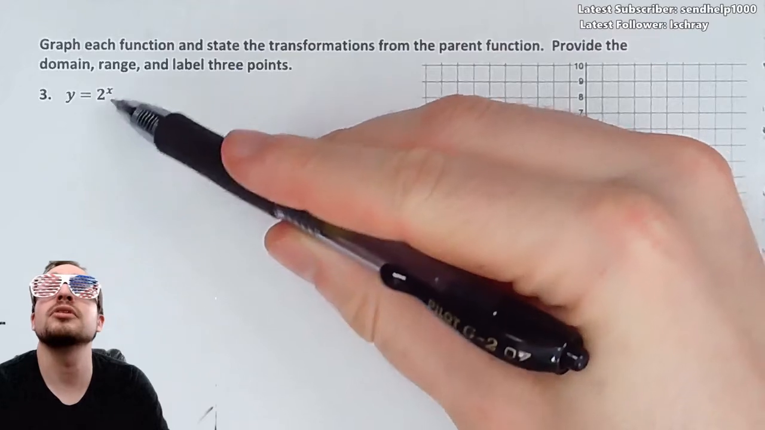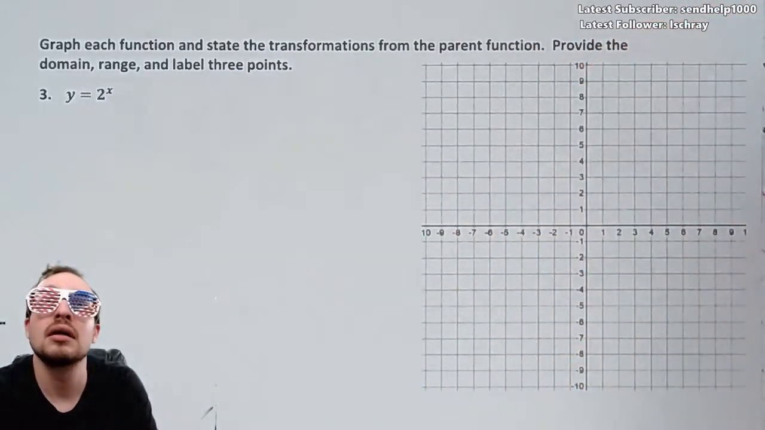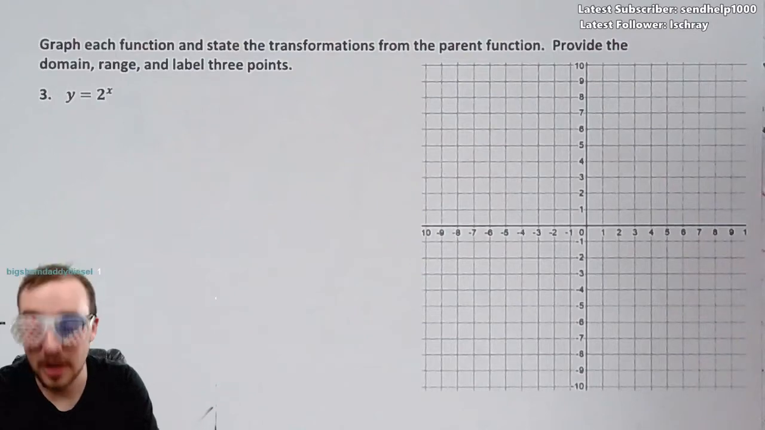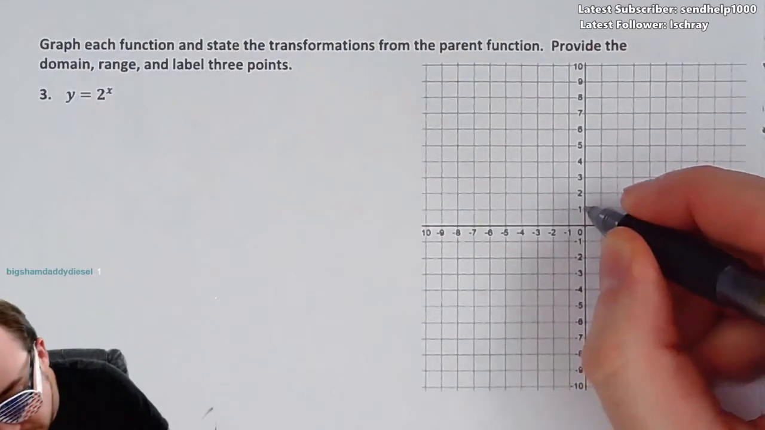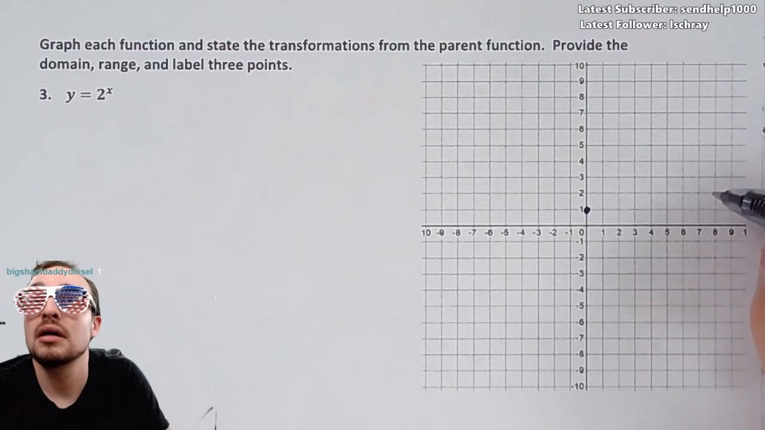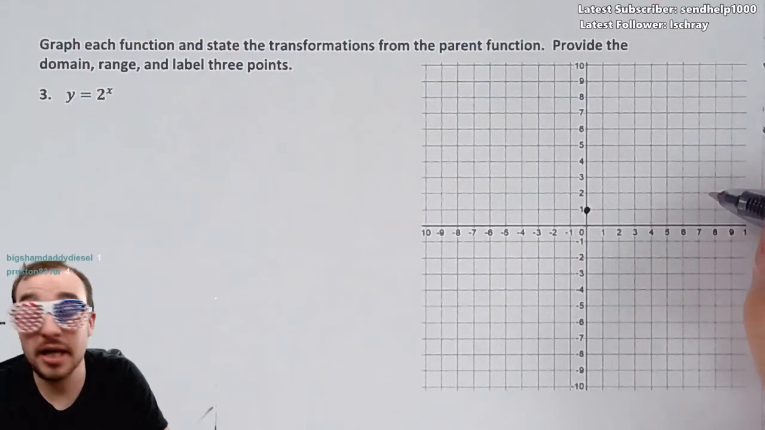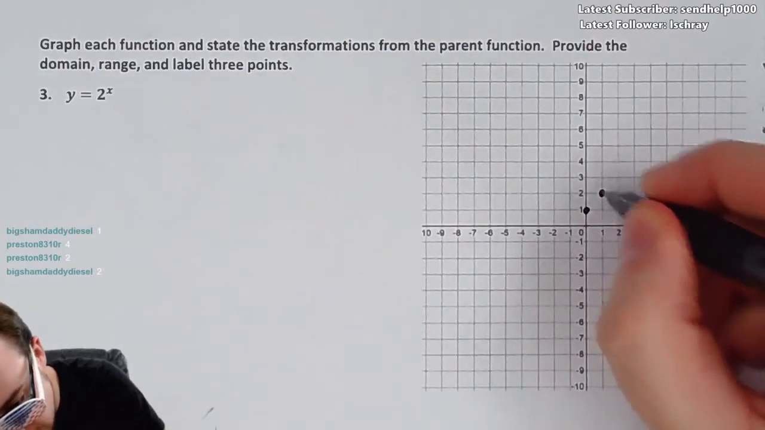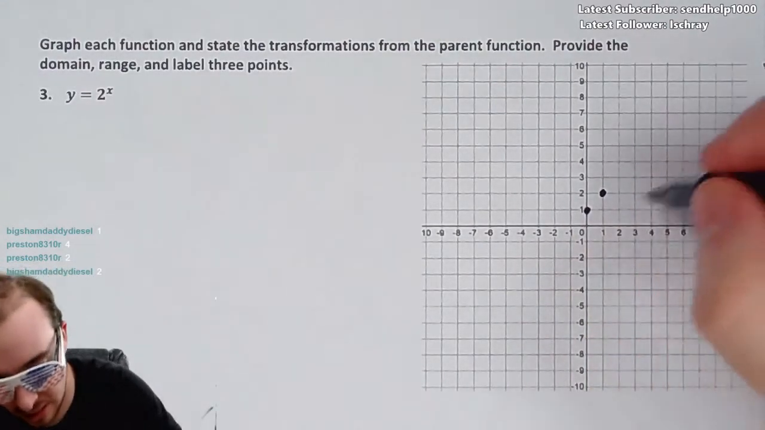When I plug in 0, what's 2 to the 0th? Thank you. 2 to the 0th is 1. So when I plug in 0, I get 1. What's 2 to the 1st? Try again. 2 to the 1st. Yep, there you go. 2. 2 squared. Oh, he's ahead of the game. Oh my god, it's Jason Bourne.